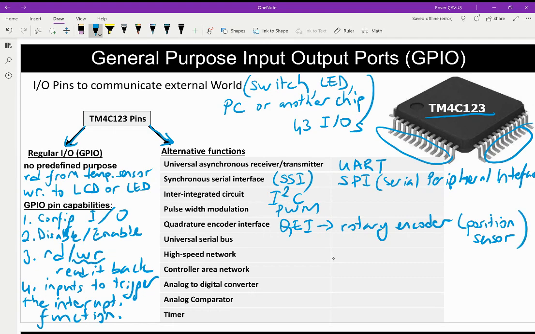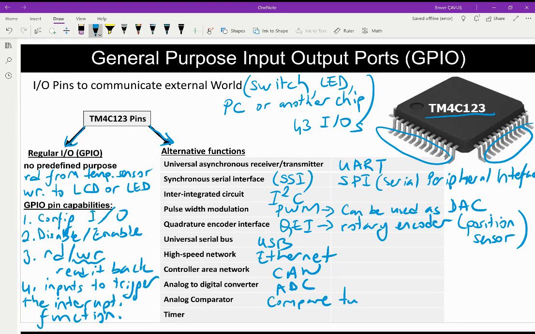This interface is a position sensor. With pulse width modulation, we can also use this as a digital to analog converter, or we can configure these GPIO pins as a USB bus, Ethernet interface, CAN interface, or ADC, or we can use these to compare two analog signals, or we can use it as a timer where we can have periodic interrupts, input capture, or output compare.